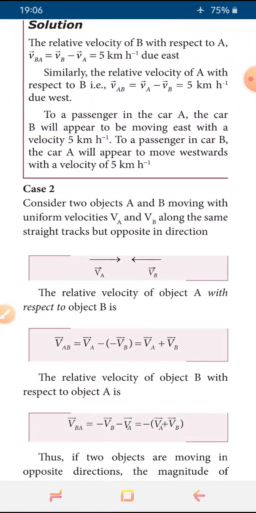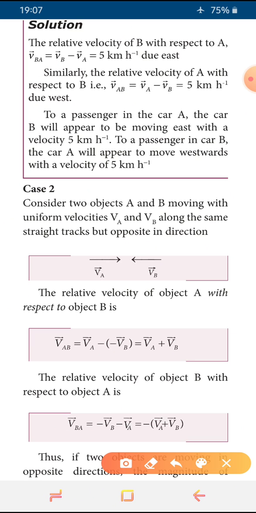The relative velocity of B with respect to A, we can write the formula VBA vector is equal to velocity of car B minus velocity of car A. So we are subtracting the two velocities, then the answer will be 5 km per hour. Both are moving due east, so the answer will be east.